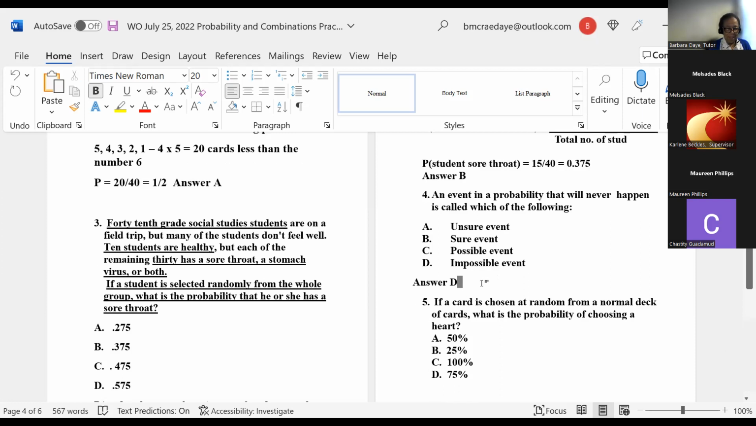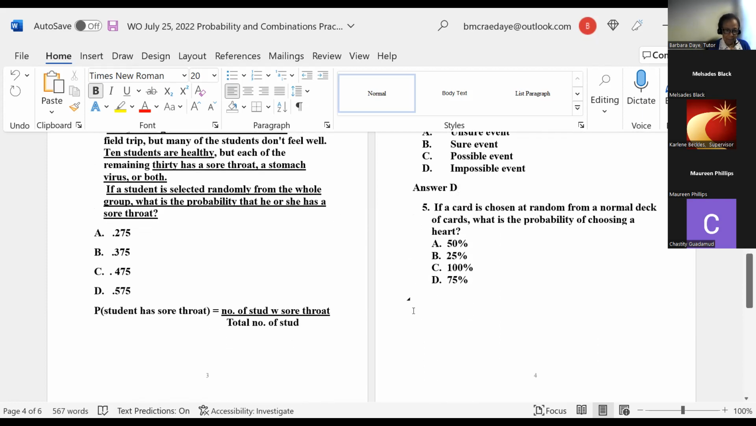Number 5, Mercedes. Read it. Tell me the answer. If a card is chosen at random from a normal deck of cards, what is the probability of choosing a heart? I'm guessing here. How many hearts are there? There are 4 hearts? No, 13. There are 13 hearts, 13 spades, 13 clubs, 13 diamonds.